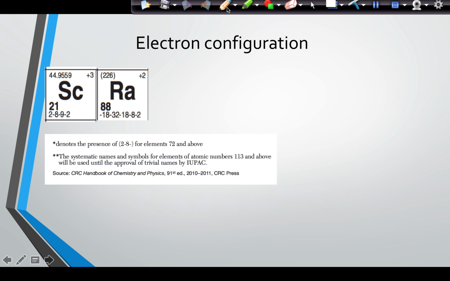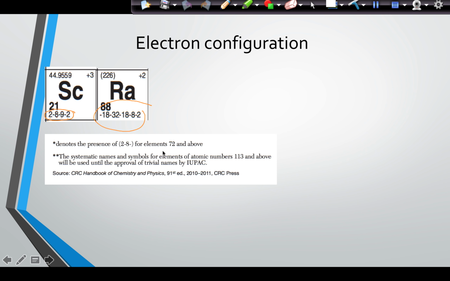When we talk about electron configuration, the electron configuration is found on the bottom of every element on the periodic table. Each number represents the number of electrons in each successive shell. The maximum for the first shell is 2. Maximum for the second shell is 8. Maximum for the third shell is 18. Maximum for the fourth shell is 32.